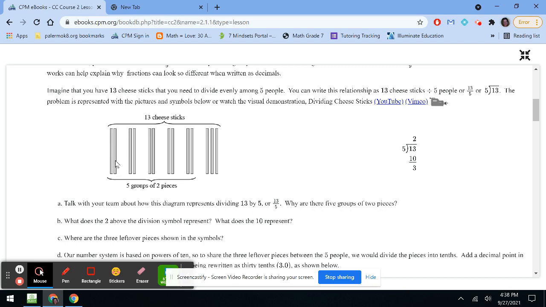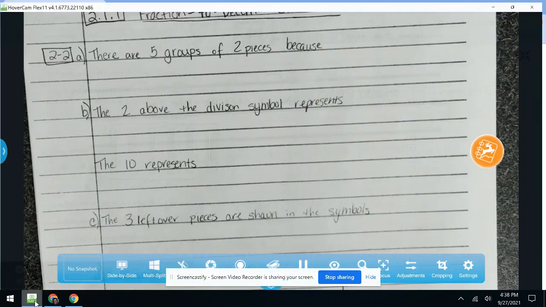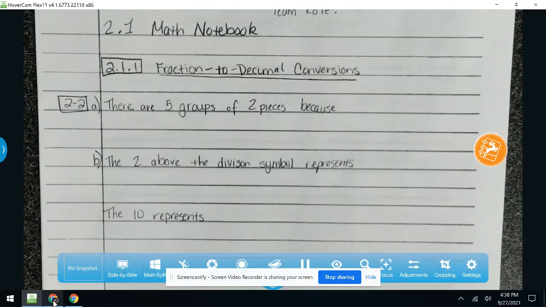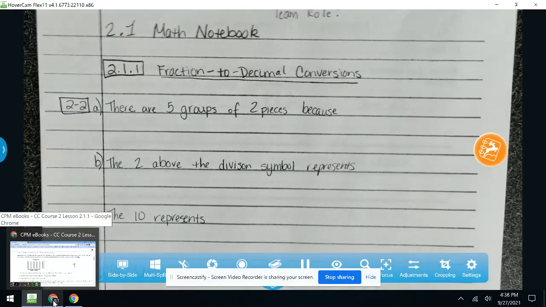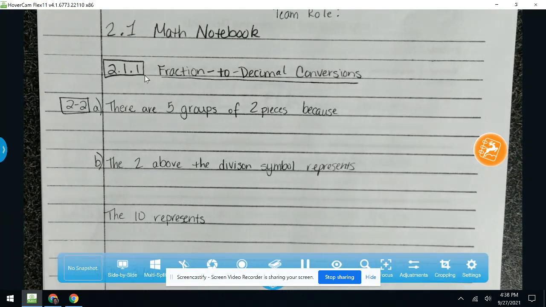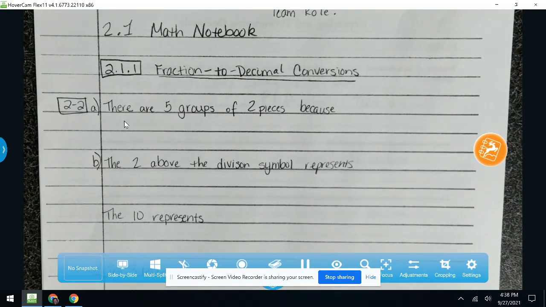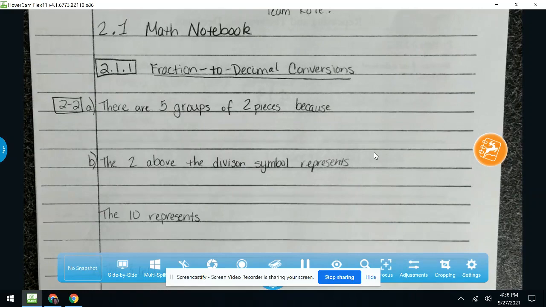I would say the reason why there's 5 groups of 2 pieces is because that's how many whole cheese sticks each person gets. That's as many as we can do before we have to start doing something with the leftover pieces. So I'm going to come down here, and this is my notebook right here. Again, I have my 2.1.1. I have my 2-2A.